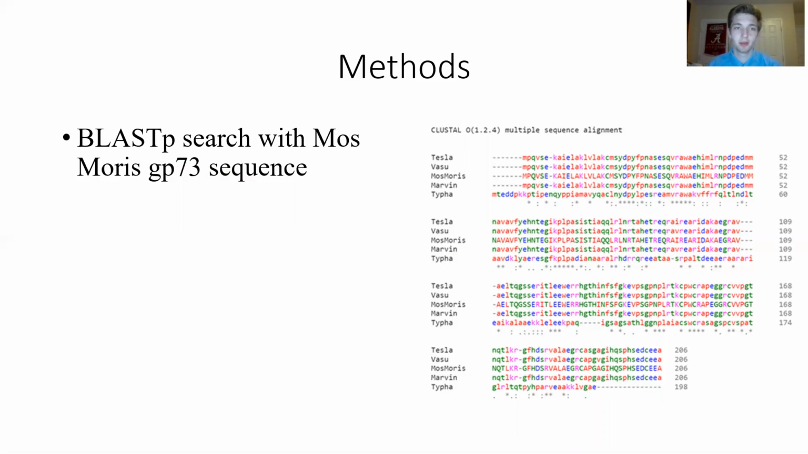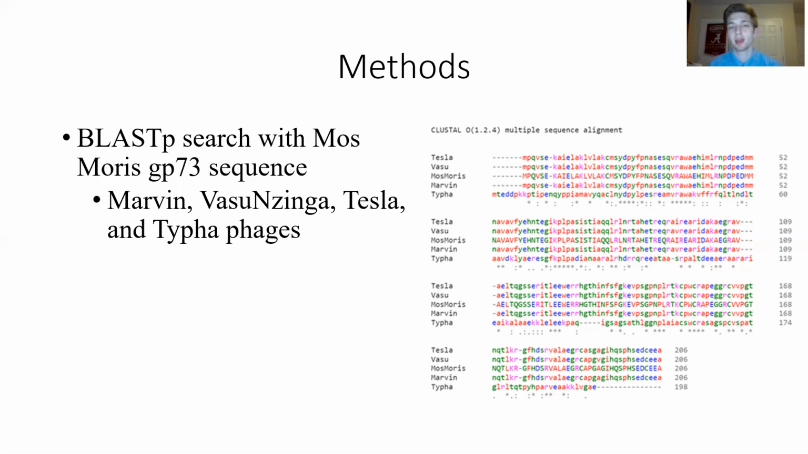So a little bit of how I did the research. First, I did a BLAST-P search with the MosMoris gp73 sequence, essentially trying to compare it against known sequences in the database that are similar to it. And I picked out a couple of phages: Marvin, Vasuzinga, Tesla, and Typha. I took those sequences and put them into this program called Clustal Omega, which you can see on the right. It essentially just lines them up so that you can easily look down the columns and compare them.